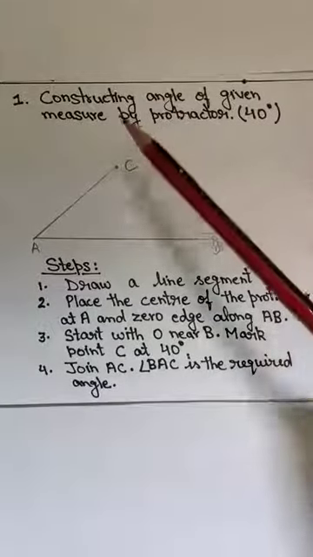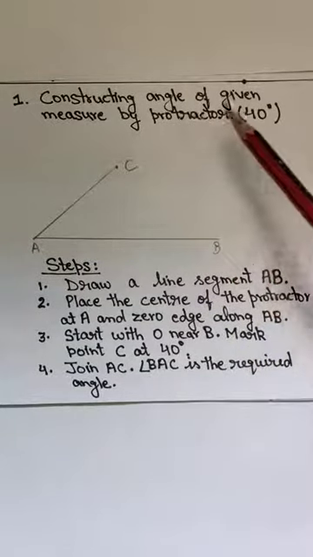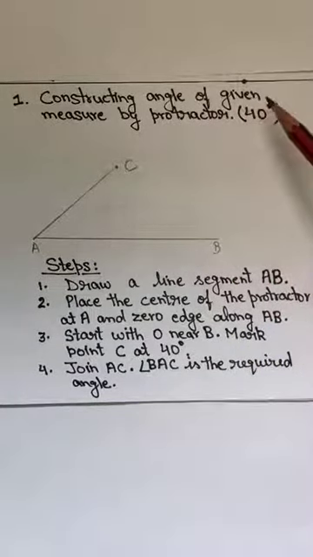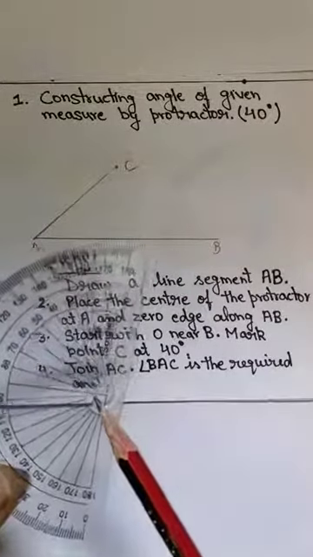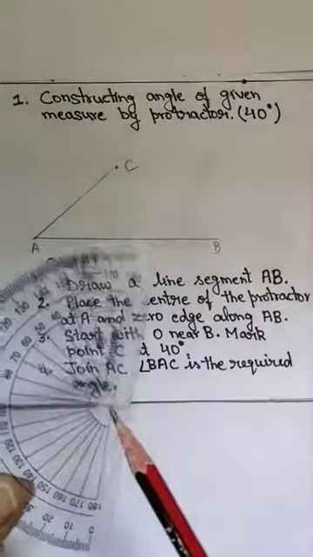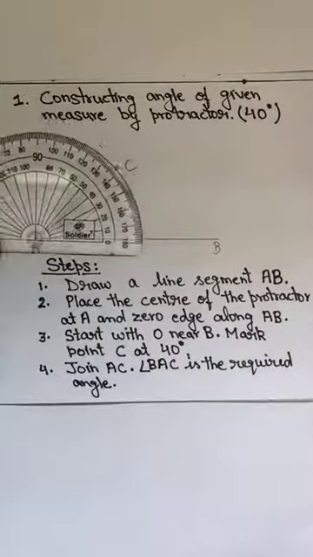Next, constructing an angle of given measure by protractor. Okay, suppose the question is to construct an angle of 40 degrees with the help of a protractor. How will you do that? Draw a line segment AB. First of all, you need to draw a line segment. Place the center of the protractor at A. This is the center of the protractor. This you will place at A.